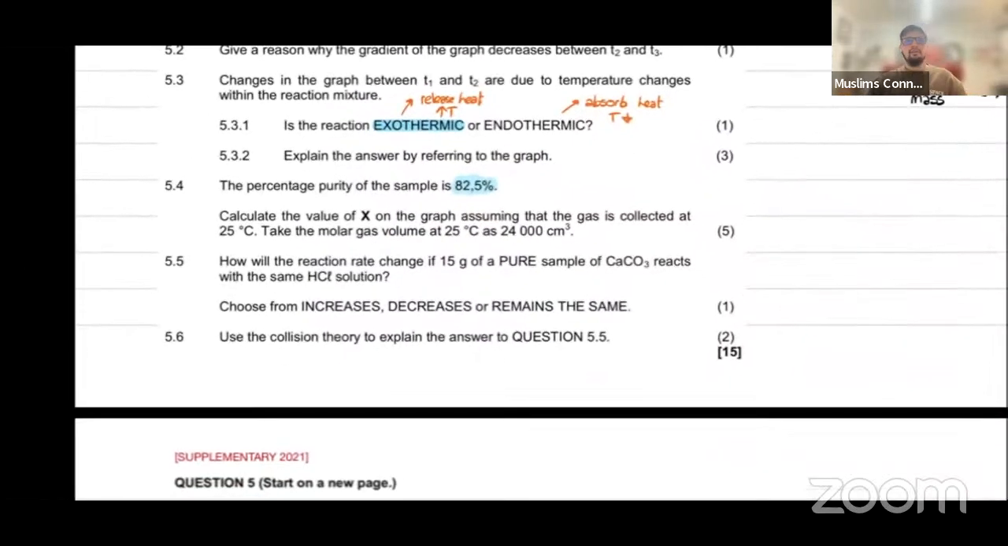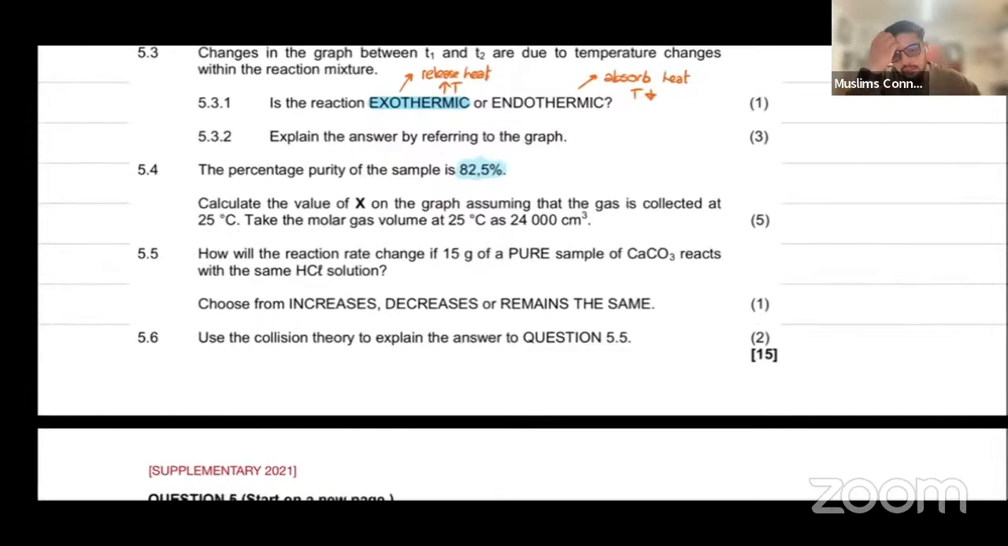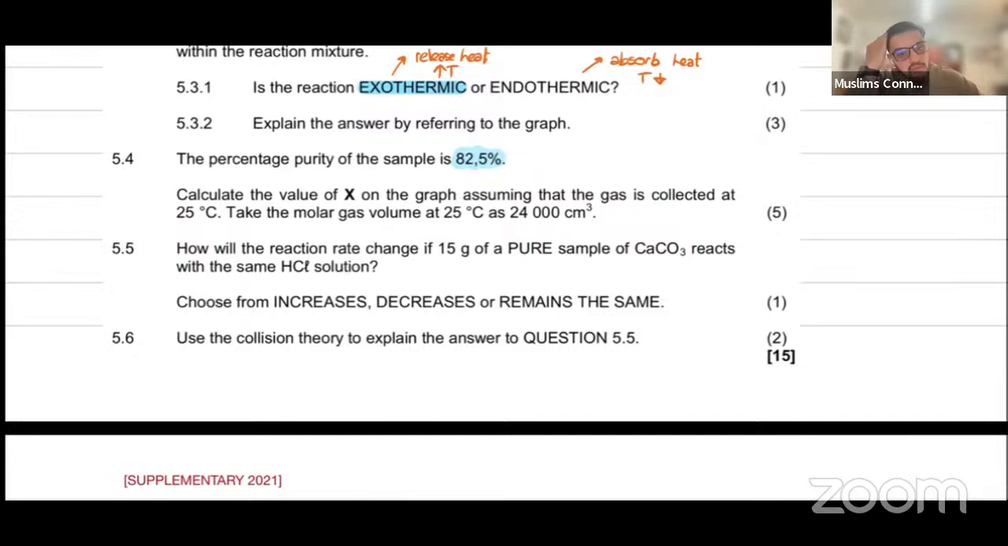Let's move on. 5.5. Are these theory questions? They seem to be. How will the rate of reaction change if 15 grams of pure sample of CaCO3 reacts with the same HCl solution? Choose from increases, decreases, or remains the same.